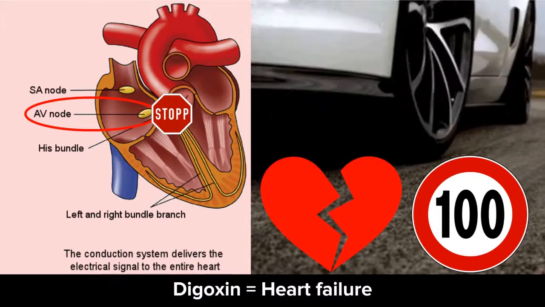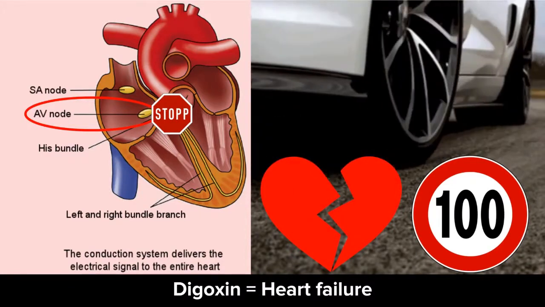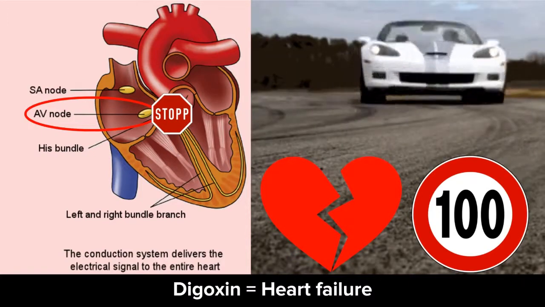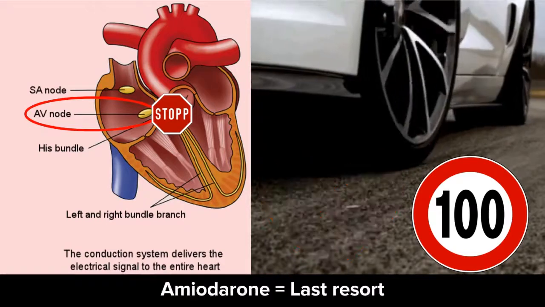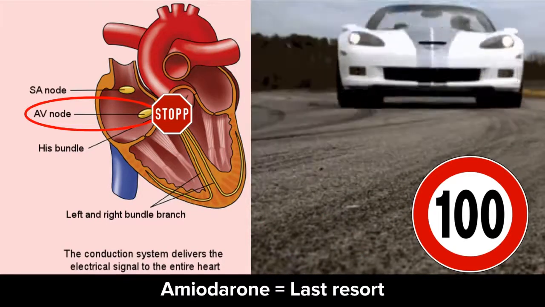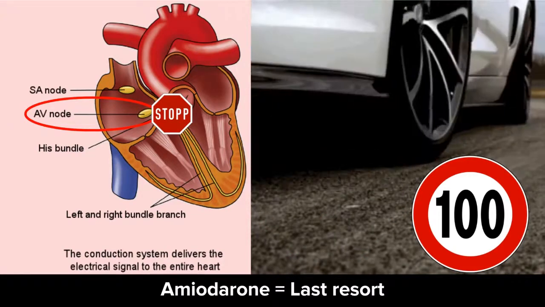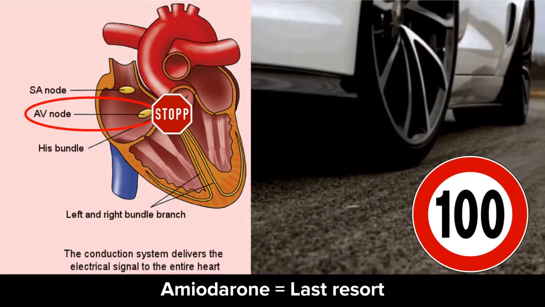Digoxin is the least effective but may be preferred if heart failure is present. These drugs may be used orally for long-term rate control. When beta blockers, non-dihydropyridine calcium channel blockers, and digoxin, separately or in combination, are ineffective, amiodarone may be required.